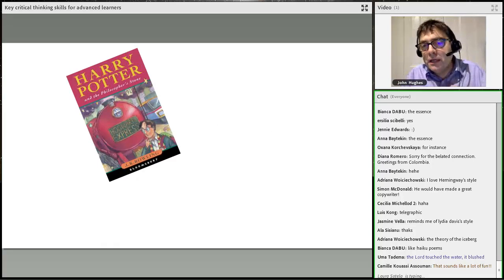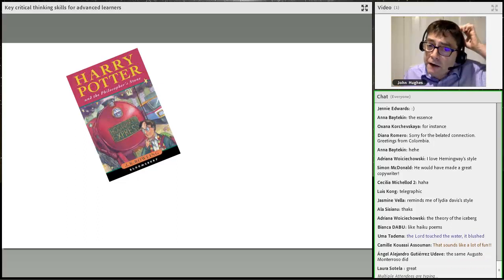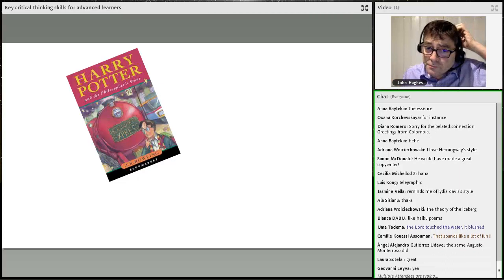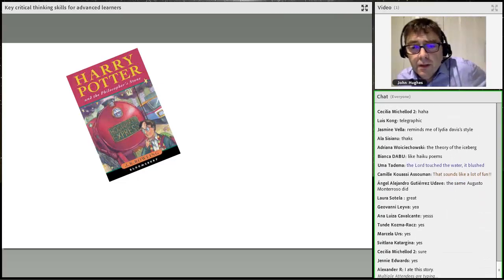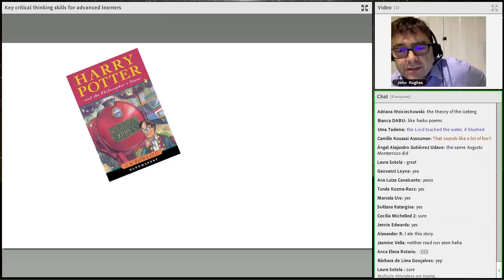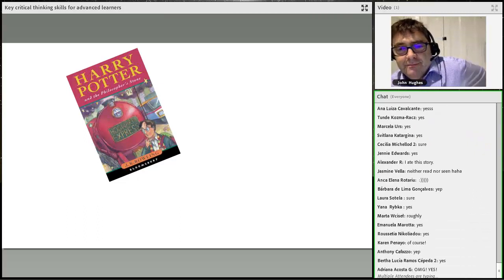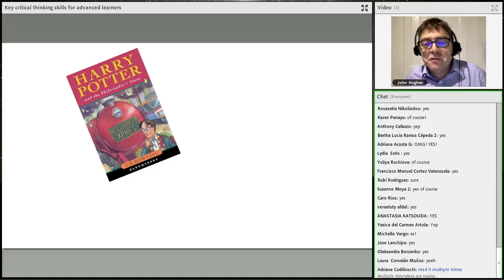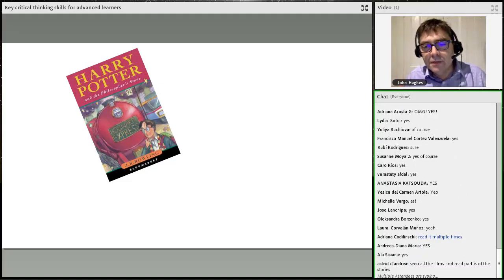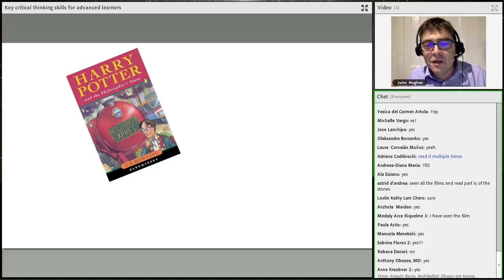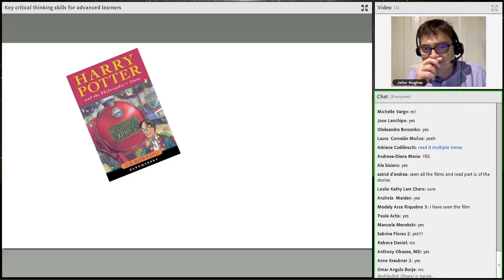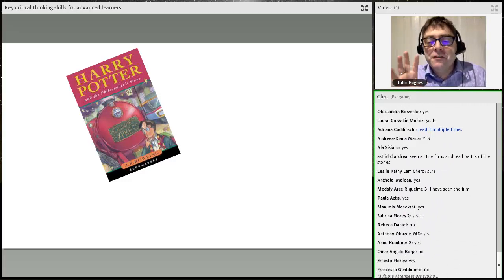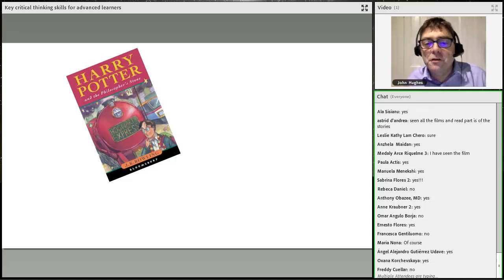This story works very well. Has everybody in the room either read this story or seen the film, or they roughly know what Harry Potter is about? Lots of people saying yes. Neither read it or seen it. Okay, Jasmine, you're just going to have to play on. Most people have read it. Some people have read it multiple times. Okay. Apologies, if you haven't read it, you're just going to have to observe.